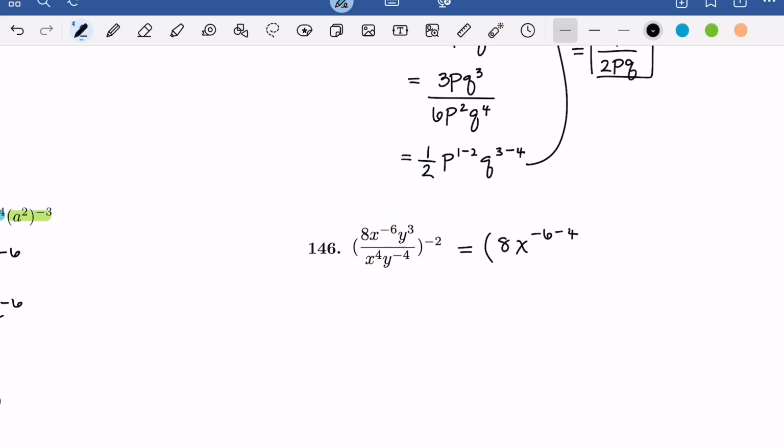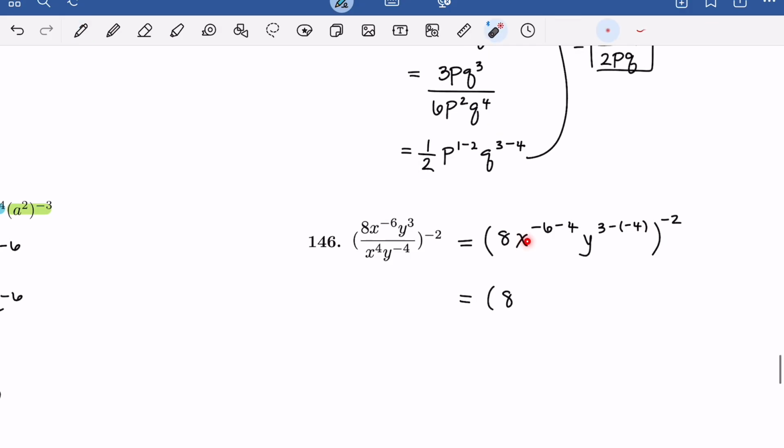So this is our quotient rule. Then we're going to do the same thing for our second base, this y. We're going to raise it to the 3 minus -4 power. And again, this entire thing is being raised to the negative second power, but we're going to deal with that power on the outside later. So let's simplify this. On the inside, we're going to have x raised to the negative 10th power, and then y raised to the 7th power. And it's going to be positive because we have 3 minus a negative 4. So this is going to give us a positive 7.